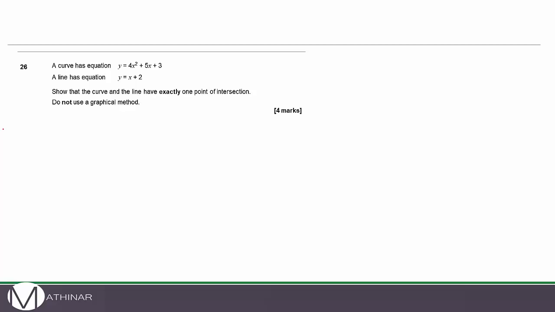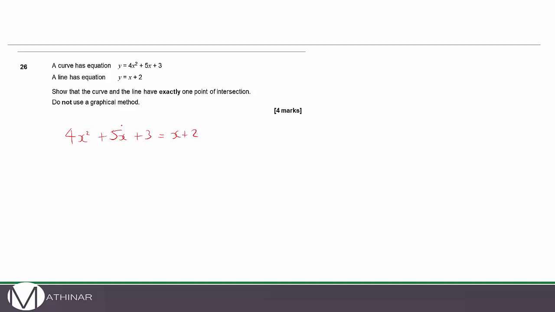Question 26. A curve has the equation y equals 4x squared plus 5x plus 3, and a line has the equation y equals x plus 2. Show that the curve and the line have exactly one point of intersection. So here we have a quadratic simultaneous equation. Conveniently, they're both in the form of y equals, which means I can write them equal to each other. So 4x squared plus 5x plus 3 is equal to x plus 2.